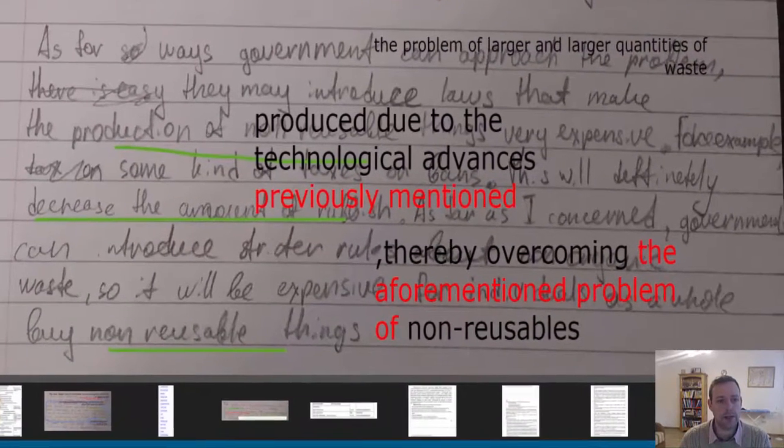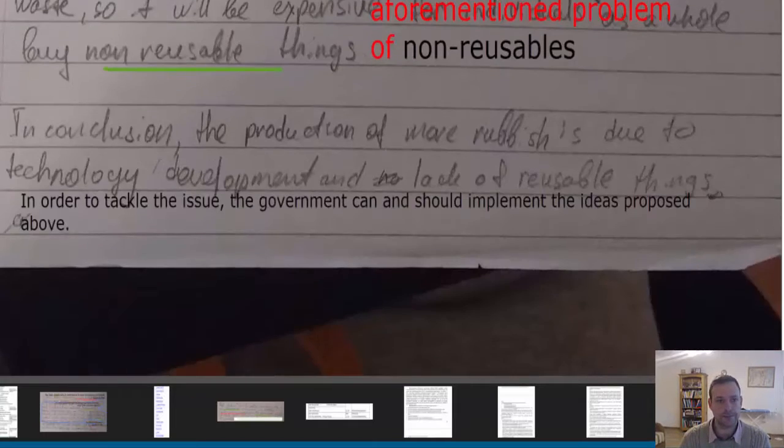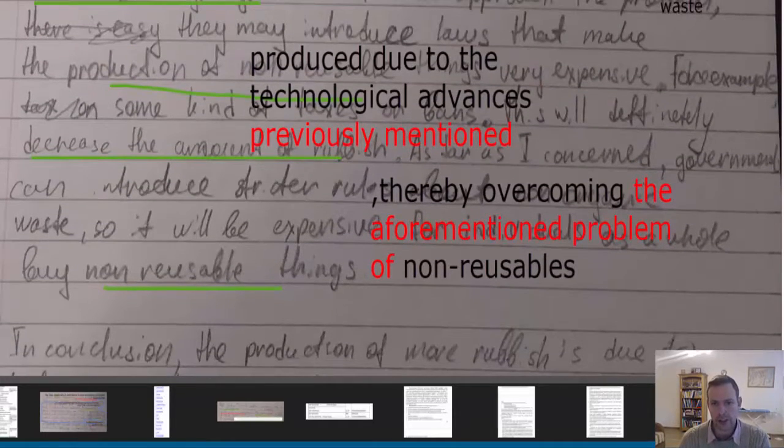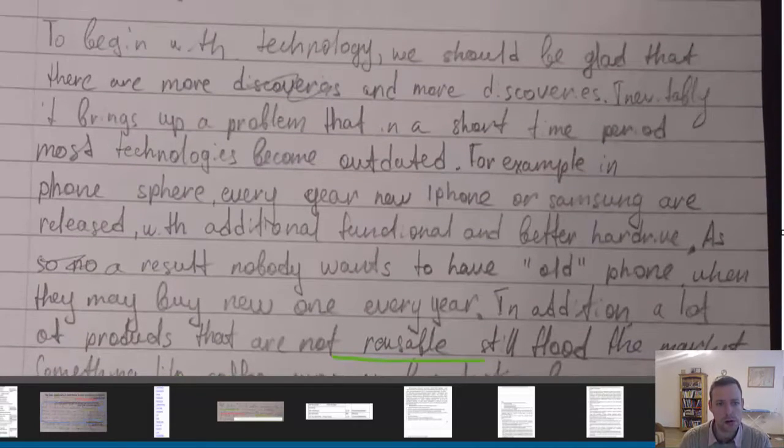But they do have a range of linking devices. As for ways, so that's a good one for coherence and cohesion. As for ways, that's quite nice. As far as I'm concerned, the government can introduce, okay, that's okay. To begin with, it brings up, for example, as a result, so it definitely flows quite well. I think we could probably give that a 7.